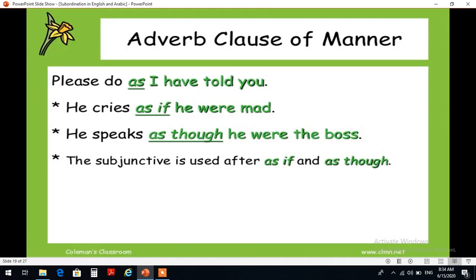Adverb clause of manner التي تدل على الحالة. Please do as I have told you. He cries as if he were mad. He speaks as though he were the boss. The subjunctive is used after as if and as though. إذن في جميع هذه الحالات أيضا استخدمنا subordinators تدل على الحالة.